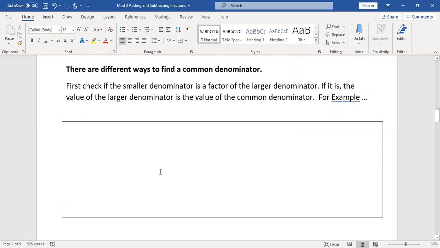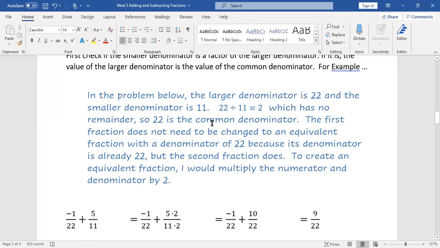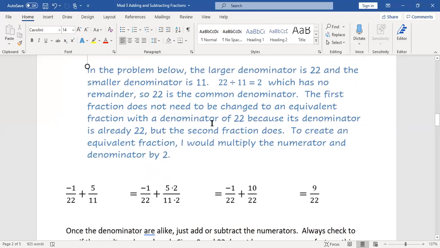For example, in the problem below, the larger denominator is 22, and the smaller denominator is 11. 22 divided by 11 is 2, which has no remainder, so 22 is the common denominator. The first fraction does not need to change, but the second fraction needs to change so that the denominator is a 22. To create an equivalent fraction, I would multiply the numerator and denominator by 2. 11 times 2 is going to give me 22, but if I multiply it to the bottom, I also have to multiply it to the top. 5 times 2 is 10. So my new problem becomes negative 1 over 22 plus 10 over 22. It's new but equivalent to the previously listed problem.